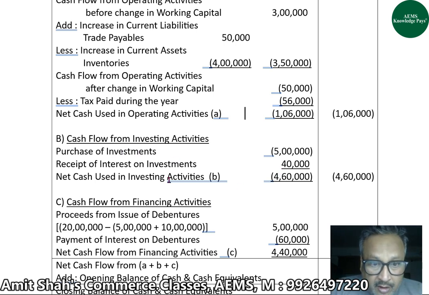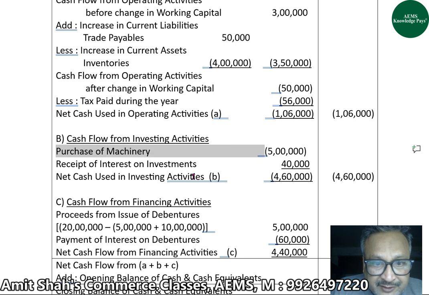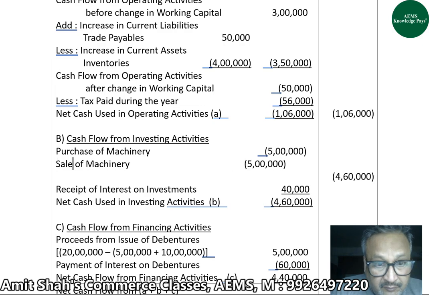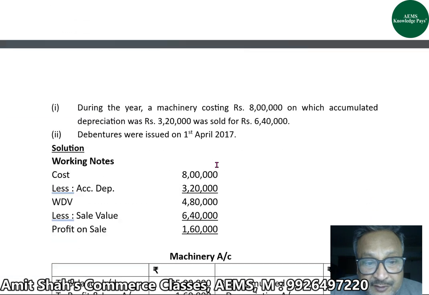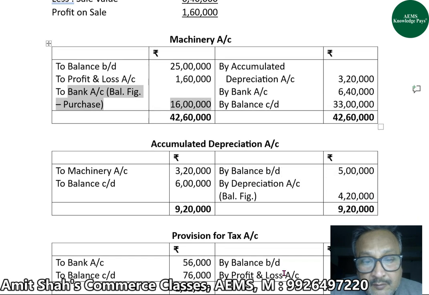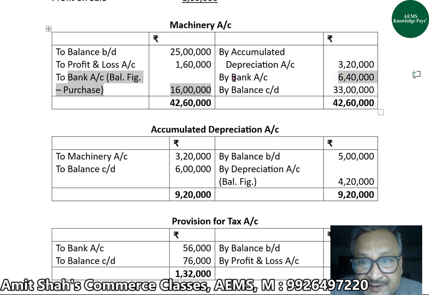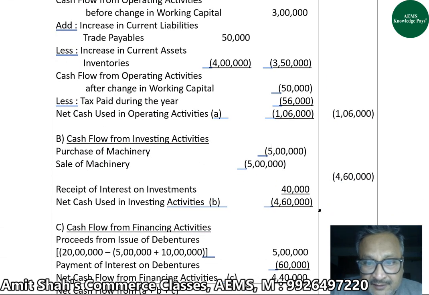Okay. Now here we have purchase of machinery. We also have sale of machinery. The amount of purchase of machinery is 16 lakhs, which we have determined here, and the value of sale of machinery is 6,40,000. So we'll have 16 lakhs here in negative and 6,40,000 positive.